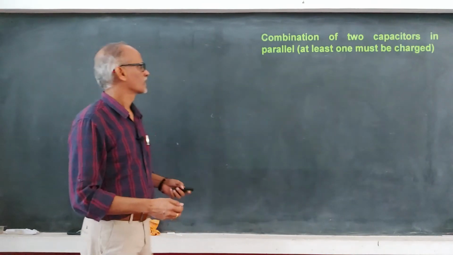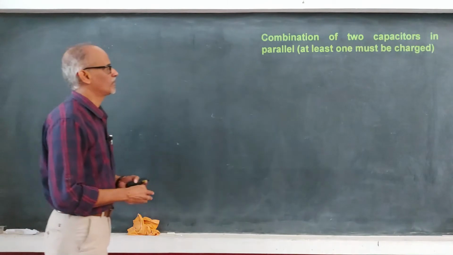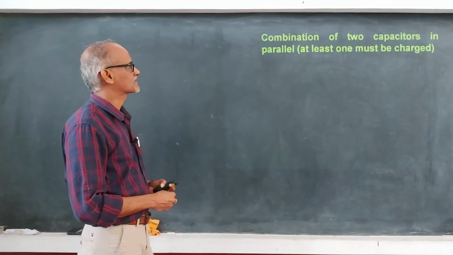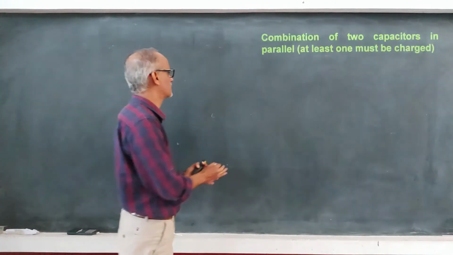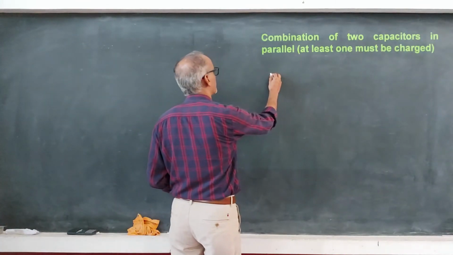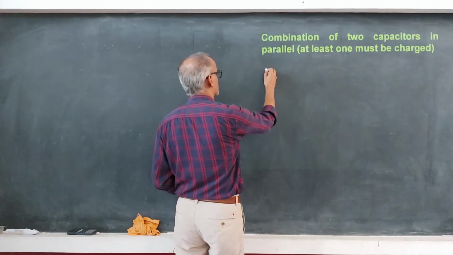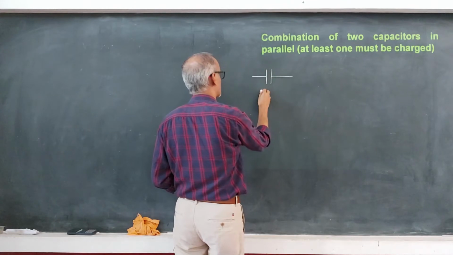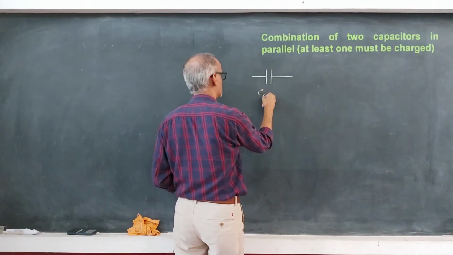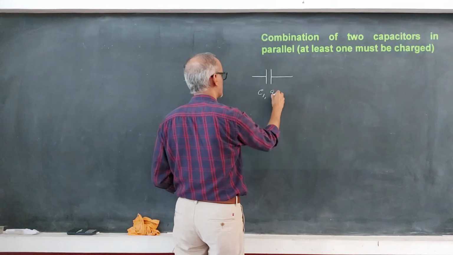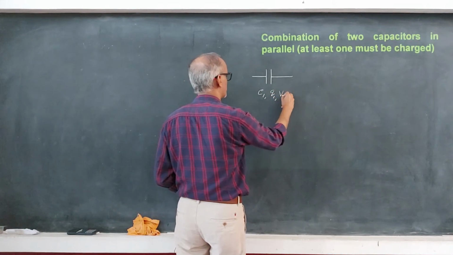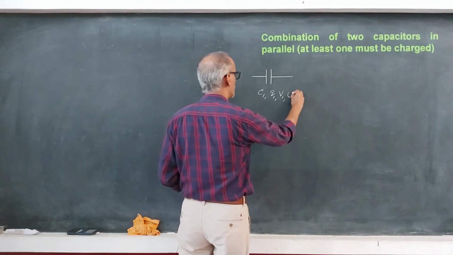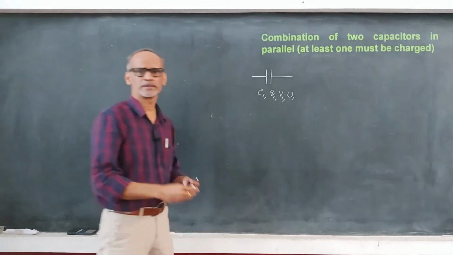Okay, so what is the topic here? Combination of two capacitors in parallel, in which at least one must be charged. So let us consider this particular situation where we have a capacitor. This is the capacitor. Okay, it's charged. So C1 is the capacity and Q1 is the charge on it. V1 is the potential difference, and U1 is the energy stored in it, because it's already charged.